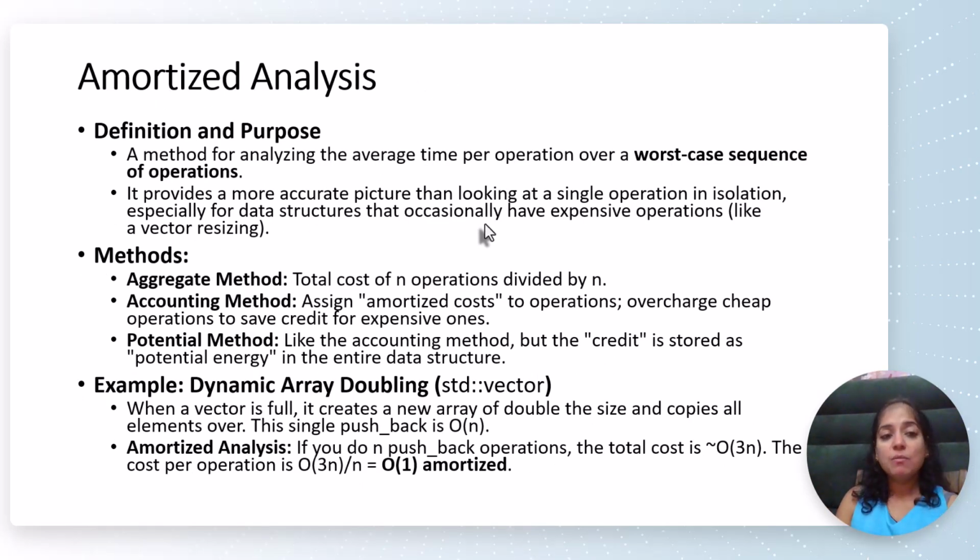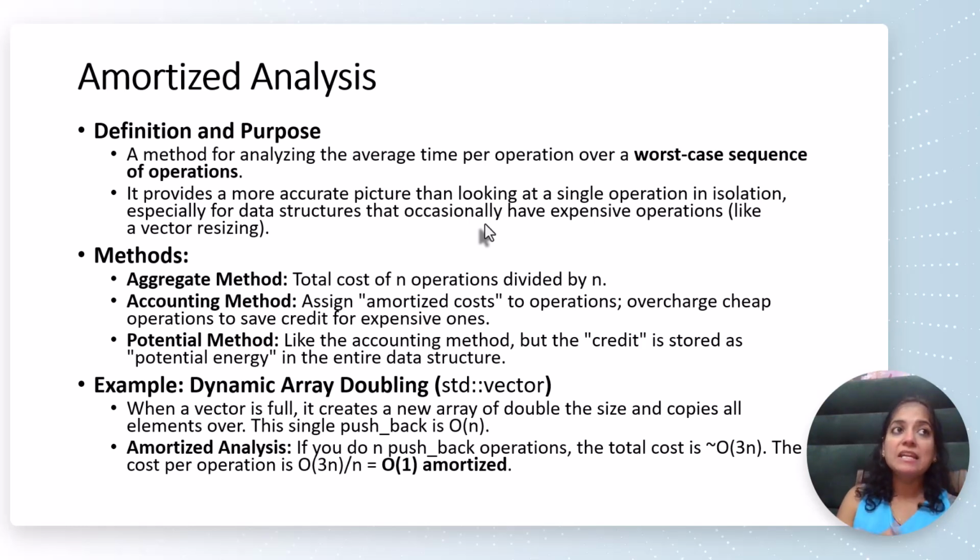Then the last one is amortized analysis. Amortized analysis is a method to find the average time per operation over a worst case sequence of operations. Instead of taking the complexity of each and every operation, we analyze the average time per operation in a worst case scenario. It provides a more accurate picture than looking at a single operation in isolation, especially for data structures that occasionally have expensive operations, like vector resizing.